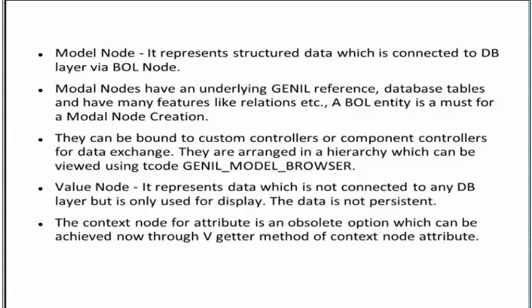And then in context node, you have two types of context nodes. One is the value node and another is the model node. The model node is used when you get the data from the DB and set the data to the DB. That's a general thing which you do. And the value node is used when you don't have any relationship with the DB and you are just using it for a temporary node. So this is about the context and context nodes, and this forms the model part of your MVC design within a particular view.